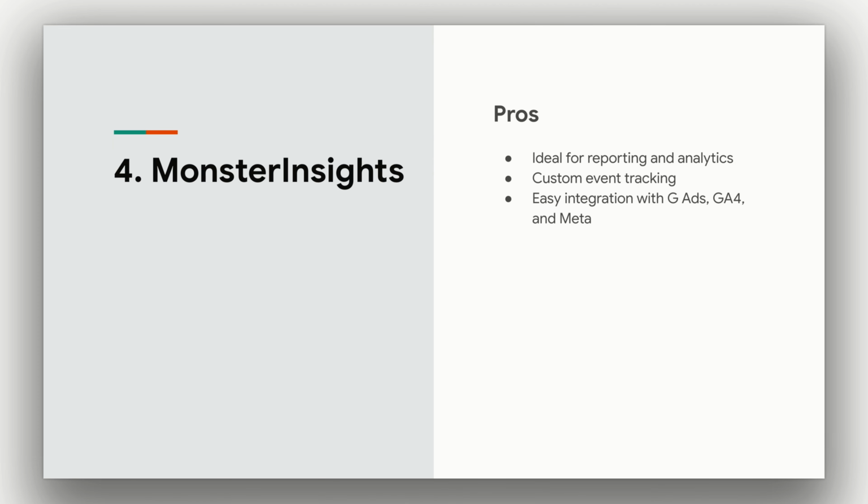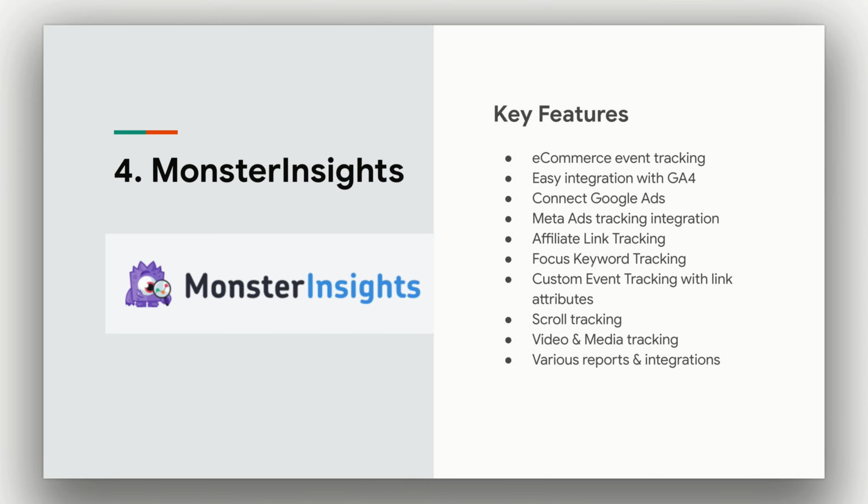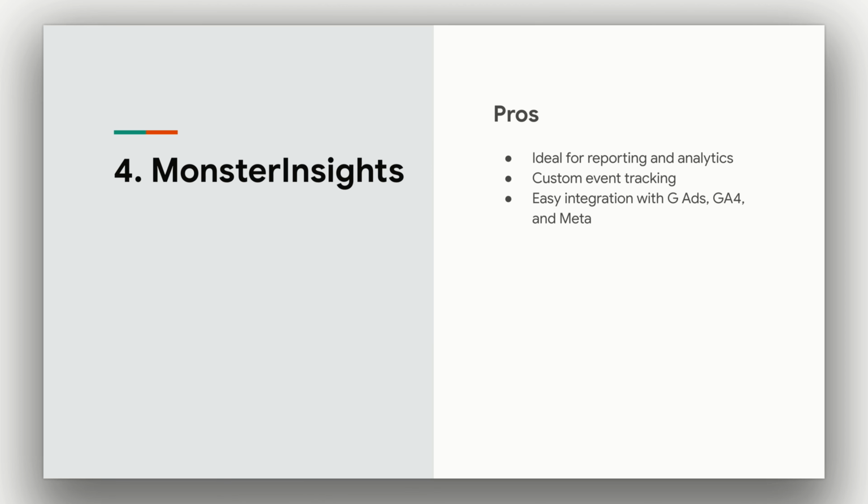Ideally, I would say use the Monster Insights plugin if you want better reports and analytics. As I told you, it is giving really great insights. You can see video and media tracking, scroll tracking, focus keyword tracking, and affiliate link tracking, which is very essential for most WooCommerce store marketers. It will generate various reports and has various integrations. For custom event tracking also, it helps you, with easy integration with Google Ads, GA4, and Meta.